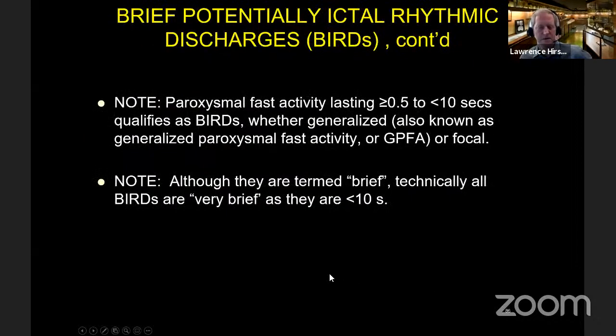So just some other points. Paroxysmal fast activity, focal or generalized, now falls under this birds category. So the GPFA pattern would qualify as birds. And then the other point to realize is even though these are called brief, technically they're all very brief by the terminology because they're less than 10 seconds. But it was too hard to pronounce V-birds or the birds.